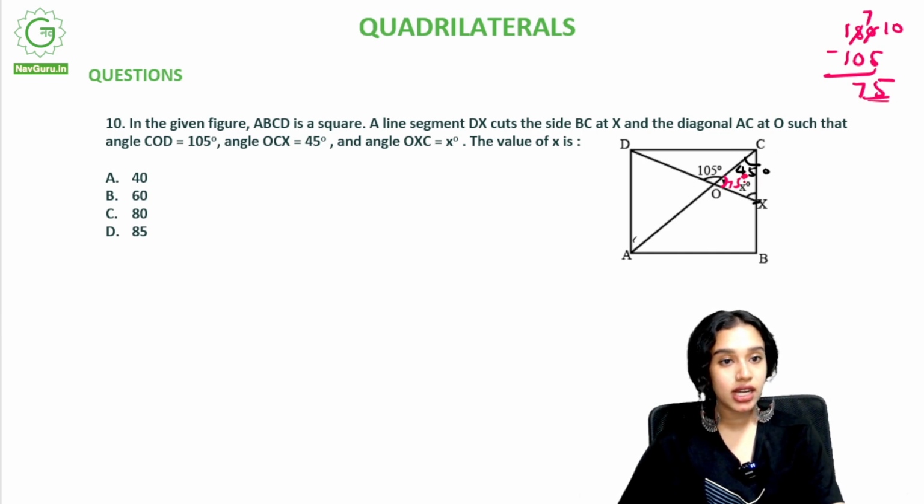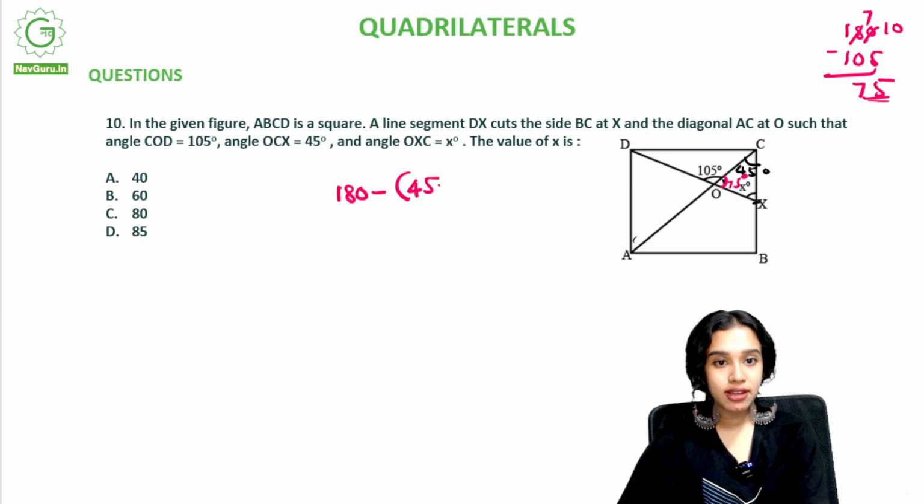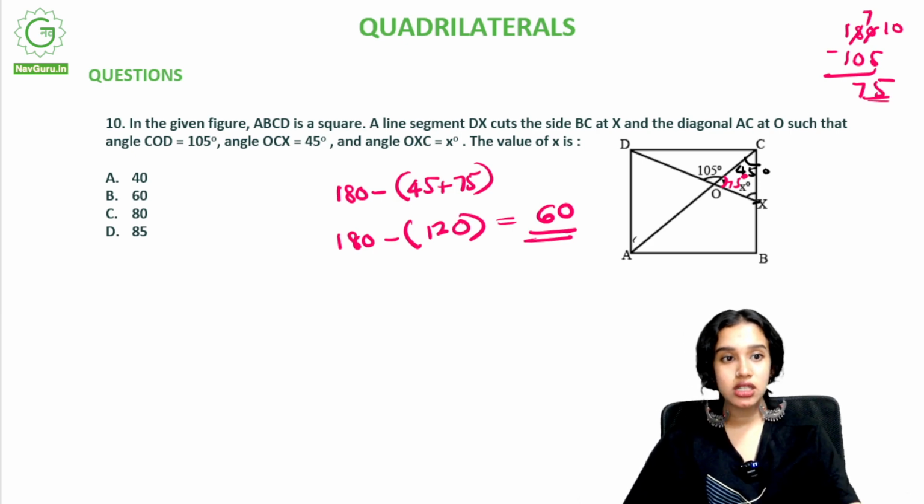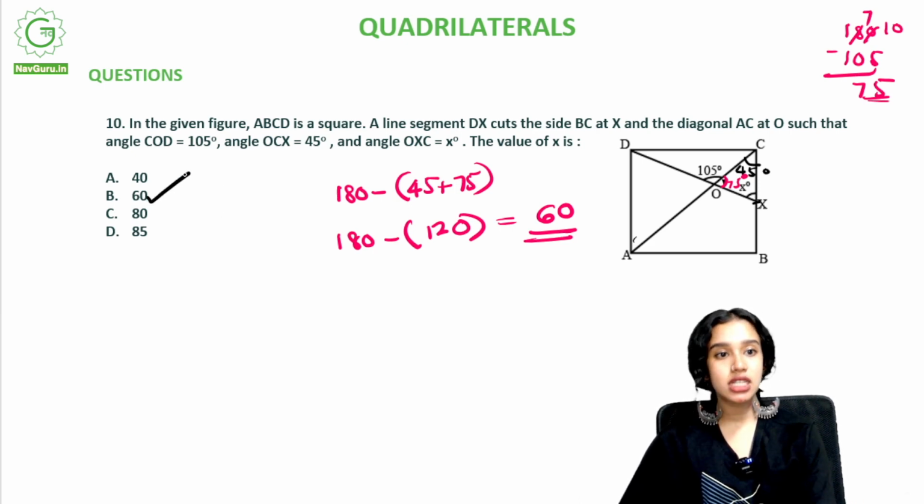Now, the sum of angles in a triangle is 180 degrees, right? So this should be 180 minus 45 plus 75, right? So this is 180 minus 120, that's equal to 60 degrees. So the answer for this question is x is equal to 60 degrees.